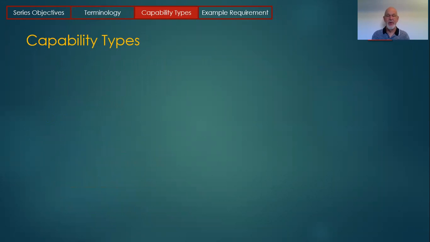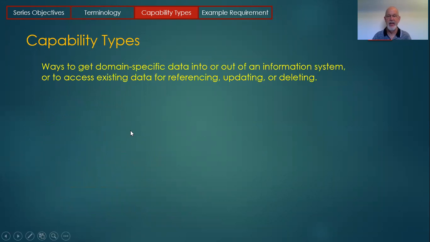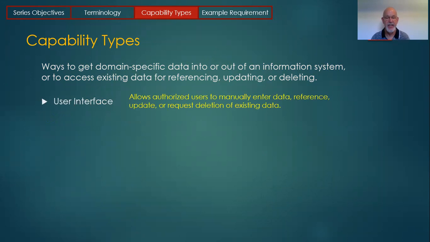Capability types. Okay, so this is what we were originally here for. I've got a definition of this: ways to get domain-specific data into or out of an information system, or to access existing data for referencing, updating, or deleting. So we have 5 types. User interface is one of the types of capabilities. What the user interface will do for us is allow authorized users to manually enter data. We call this manual data entry. You have users with keyboards or scanners or whatever. They may be just referencing, they may go into the system to update or request deletion of existing data. So the user interface is there for online access to data. That's one of the capability types of an information system.